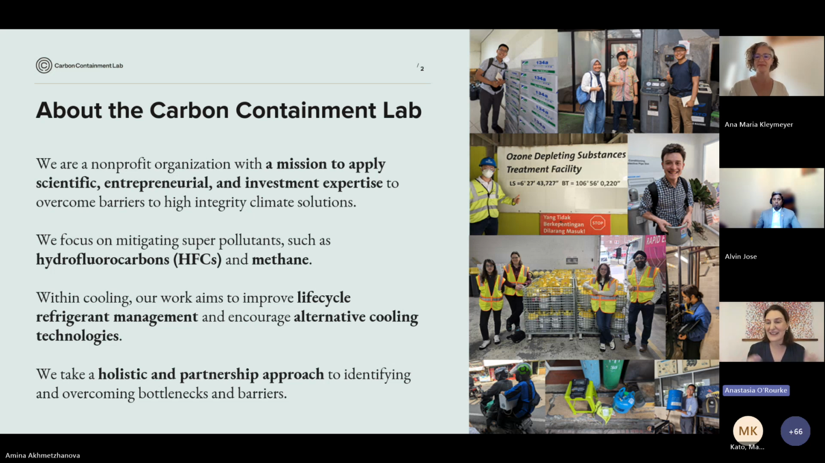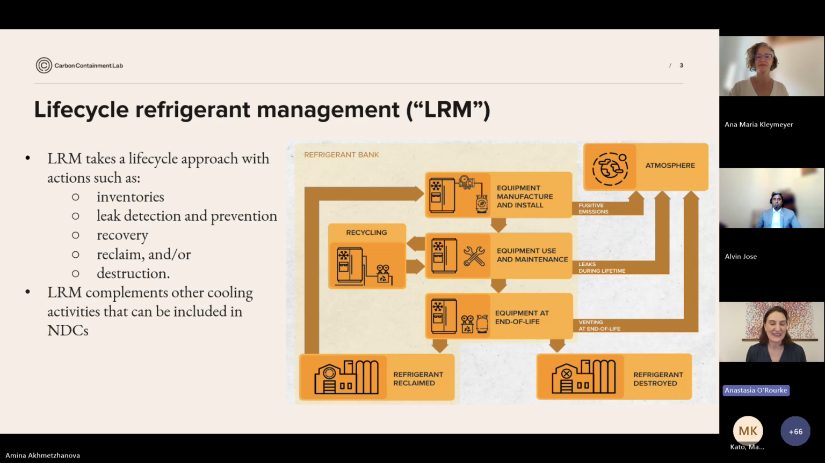So let's just define life cycle refrigerant management first of all. As the word implies, we're taking a full life cycle perspective of these gases. And if you can see in the diagram, we're worried about these fugitive emissions coming out when the gases are produced and moved and installed into equipment, as well as fugitive emissions coming out of equipment during their lifetime. And then finally, oftentimes, unfortunately, at end of life of this equipment, the HFC gases are vented.